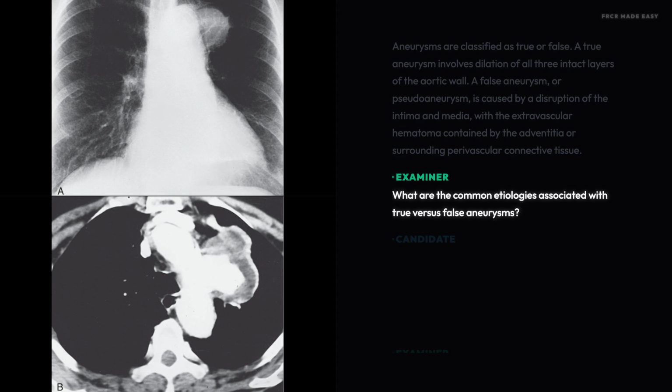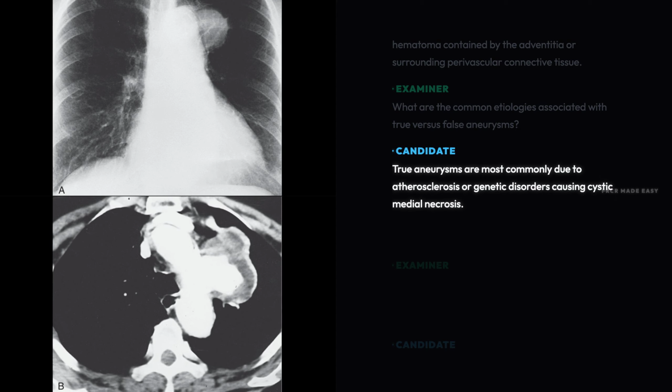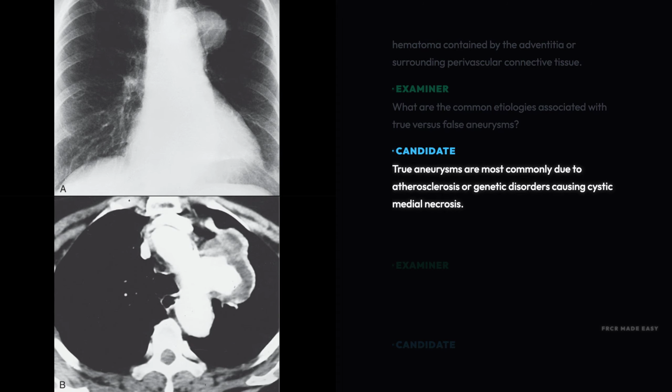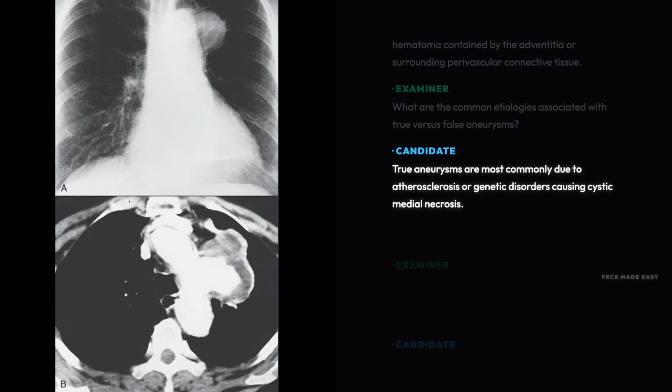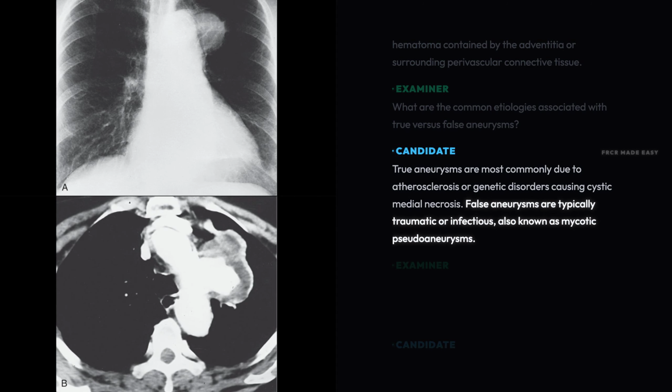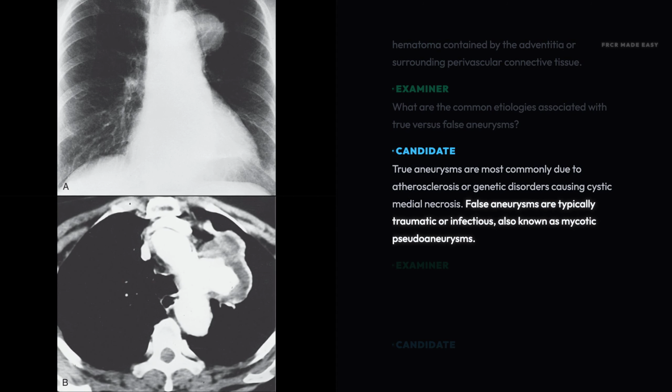What are the common etiologies associated with true versus false aneurysms? True aneurysms are most commonly due to atherosclerosis or genetic disorders causing cystic medial necrosis. False aneurysms are typically traumatic or infectious, also known as mycotic pseudoaneurysms.